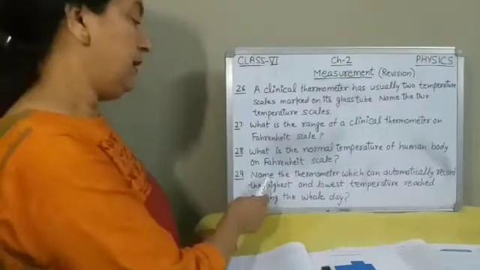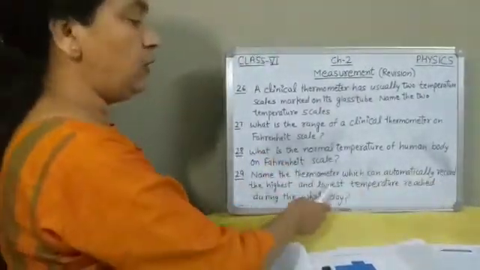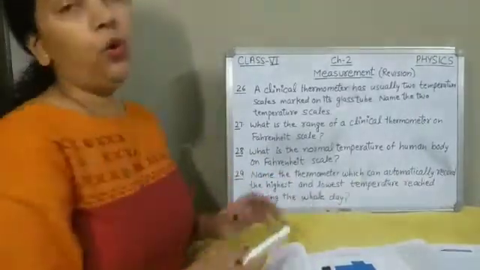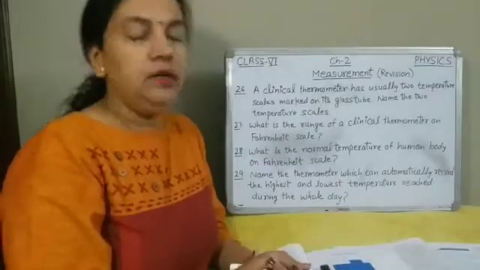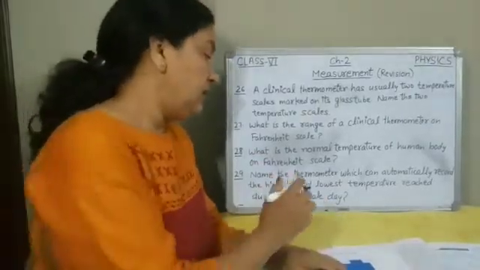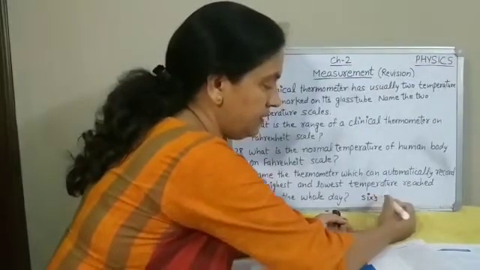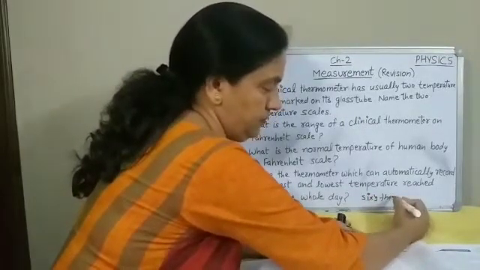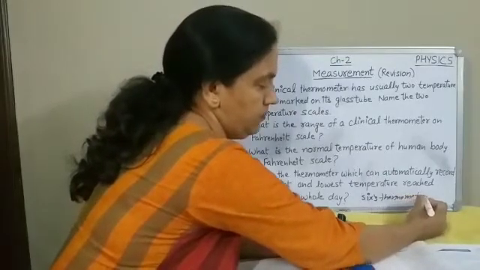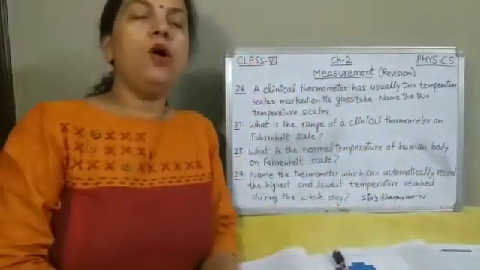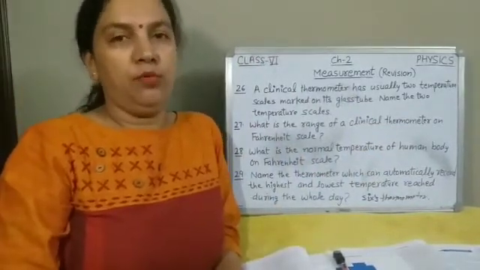Next one is, name the thermometer which can automatically record the highest and lowest temperature reached during the whole day. This is not given in your book. You just have to remember that its name is Six's thermometer, or it is also called minimum and maximum thermometer.